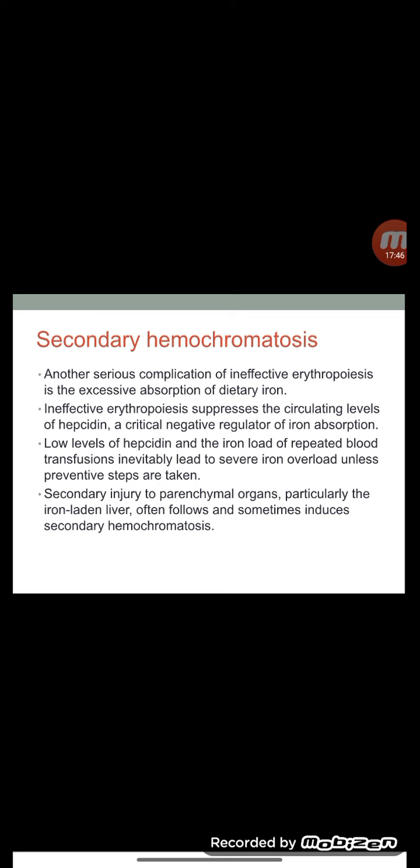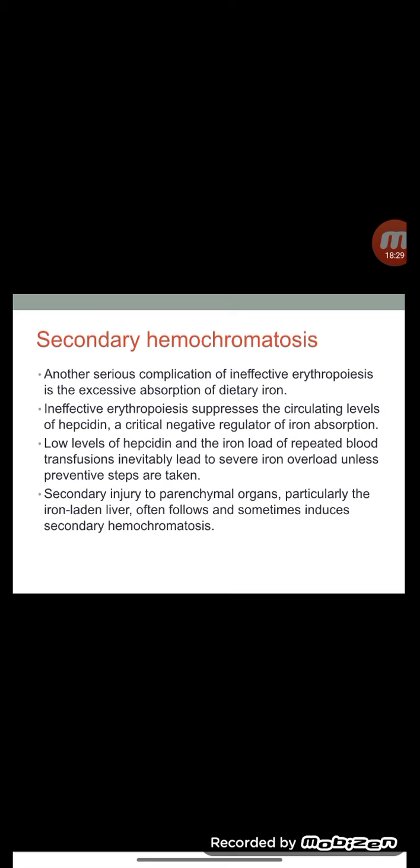And secondary hemochromatosis. Another serious complication of ineffective erythropoiesis is the excessive absorption of dietary iron. As you know, dietary iron absorption is controlled by hepcidin. So, in cases of anemia or hypoxia, hepcidin secretion undergoes inhibition, and it results in lack of control on intestinal iron absorption. This leads to increased iron absorption from the intestine, and again ineffective erythropoiesis suppresses the circulating level of hepcidin, which is a critical negative regulator of iron absorption, even into the tissues.